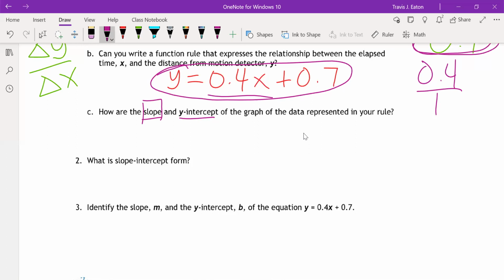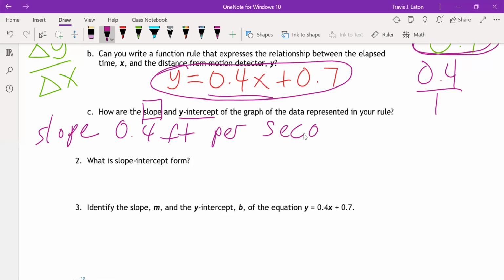So in this case, the slope tells us that the skateboarder is going 0.4 feet per second. The change in y over the change in x, 0.4 feet per second. Okay?